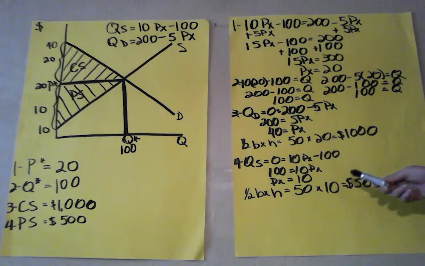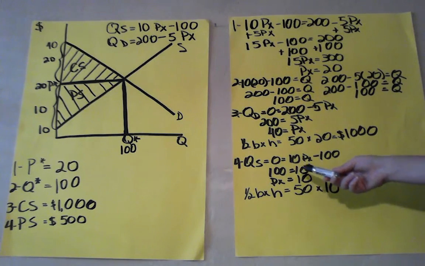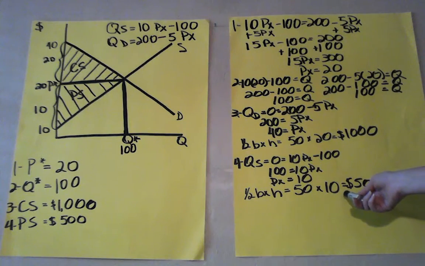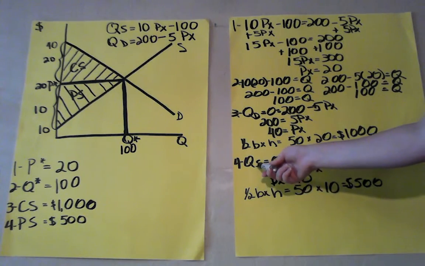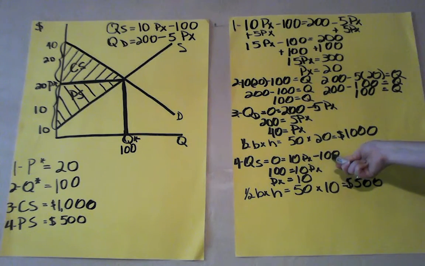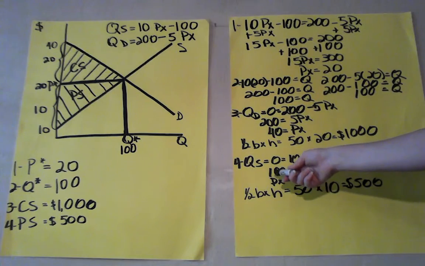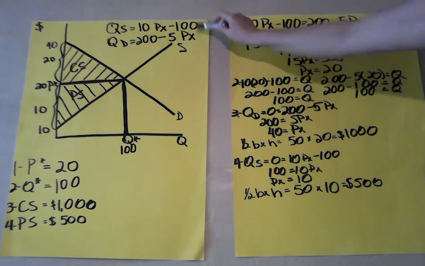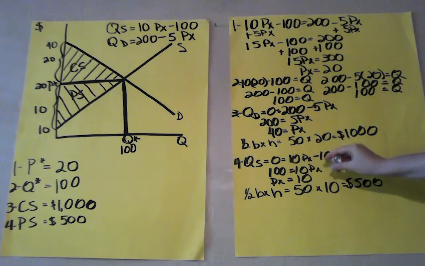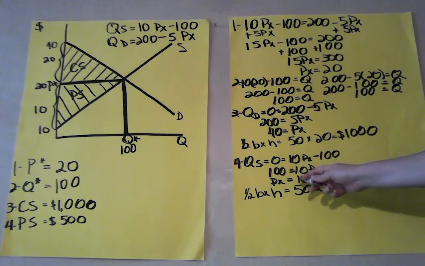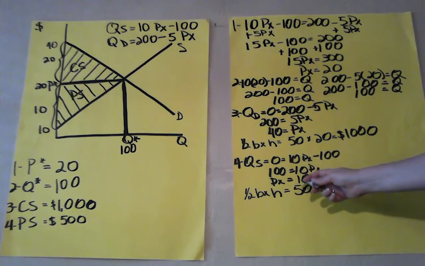Following the same principles, we now solve for the producer surplus, and we use the quantity supplied set to 0 equals 10Px minus 100. So using the function from over here that we were given, just plugging that in down here, and we do some simple algebra and come up with P equals 10.